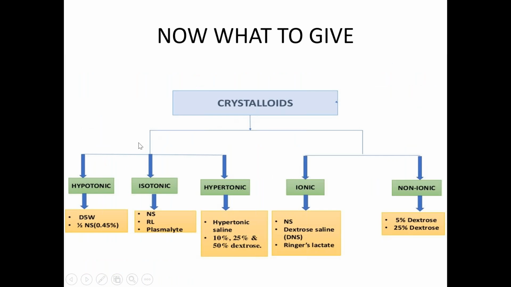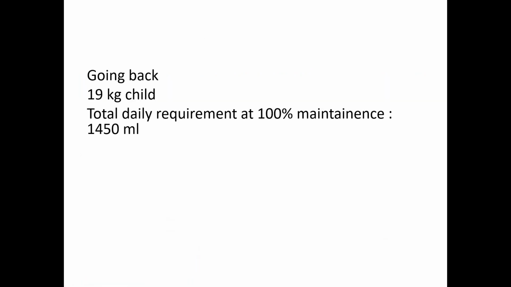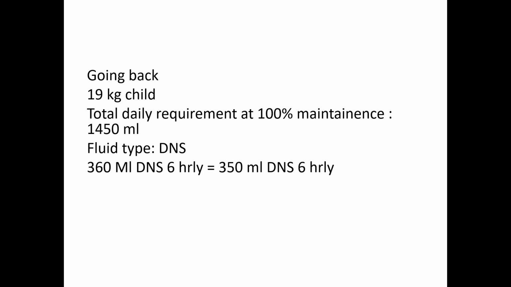So what fluids to give? As we had discussed, we normally give isotonic fluids, which consist of normal saline, RL, and Plasma-Lyte. So for this patient, we have calculated it's a 19 kg child, 100% maintenance was requiring 1450. The type of fluid we decided was isotonic, so we chose DNS. Normally, we don't write a full day's order, we write only 6 hourly orders. So the fluid will be 350 ml DNS 6 hourly.